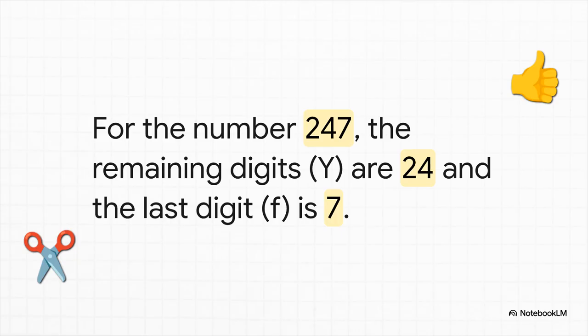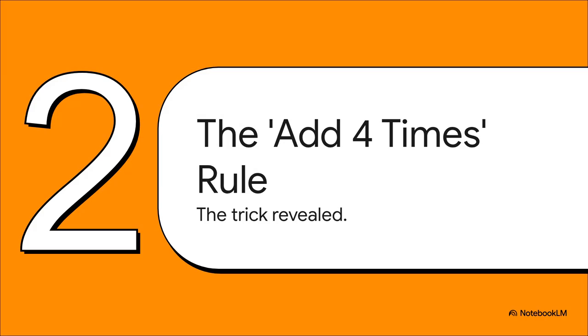For instance, let's take the number 247. Here, the final digit, our f, is just 7. And the rest of the number, our y, is 24. See? Simple. So 247 is really just 10 times 24 plus 7. This is the only idea we need to get started. And with that little bit of groundwork laid, we are ready for the rule itself.